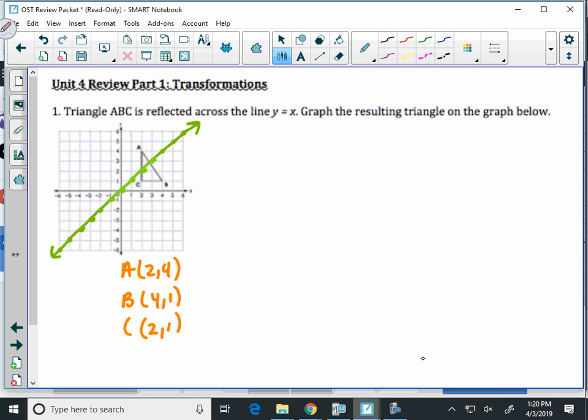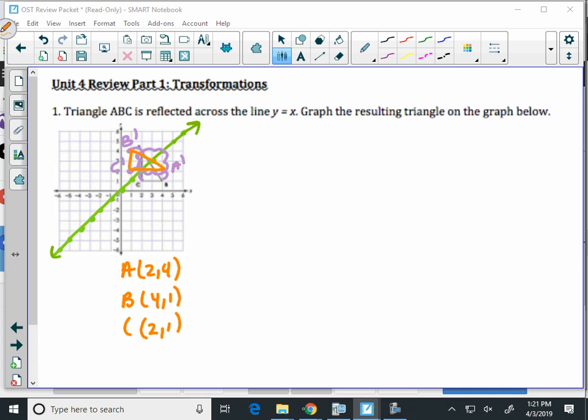So to count, A is 1, 2 away from that line. To get it on the other side, because it is a slanted line, we have to make a right angle when we count. So A, we went down 2. That means we're going to go right 2 to get it on the other side of that line. B is 1, 2, 3 away. So we went up 3. That means we're going to go left 1, 2, 3. C is 1 up 1. So we're going to go left 1. So when we count, our new triangle looks like this.